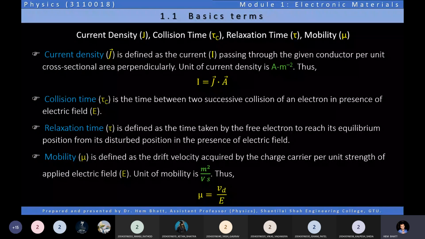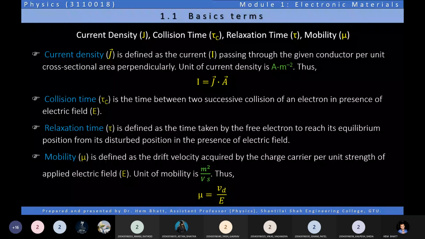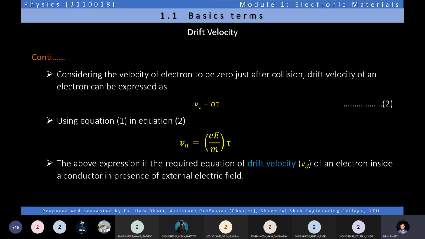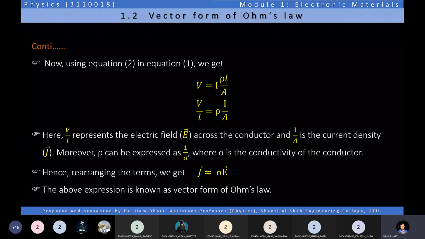I'll quickly go through the topics which we have covered so far, so that if you have any doubt, you can ask. I'll not be reading aloud. These are all definitions, a few formulae. We derived the formula for drift velocity. Similarly, we saw the vector form of Ohm's law, J is equal to sigma E.